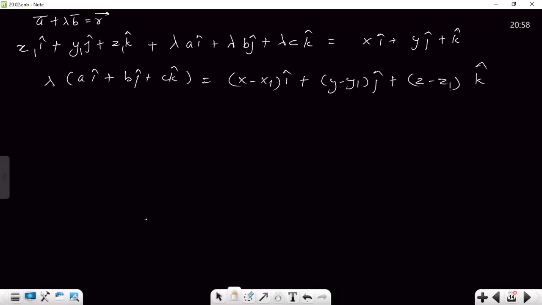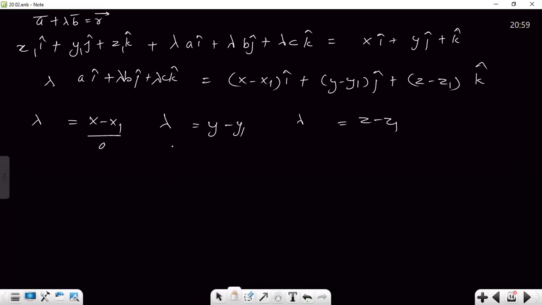Now if we multiply lambda with every term inside, and compare i cap with i cap, we get lambda a is equal to x minus x1, lambda b is equal to y minus y1, and lambda c is equal to z minus z1. Okay, let's find out the value of lambda only.